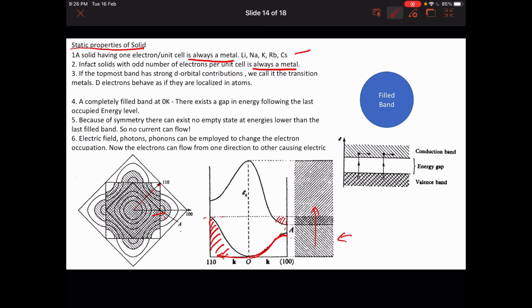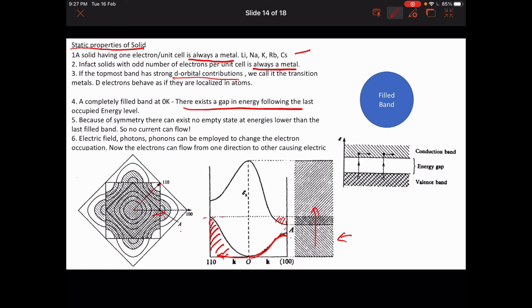If the topmost band has strong d orbital contributions, we call it a transition metal. You have iron, molybdenum, tungsten, and so on. With a completely filled band at 0 K, there exists a gap in the energy following the last occupied level. So this is called the band gap, right?